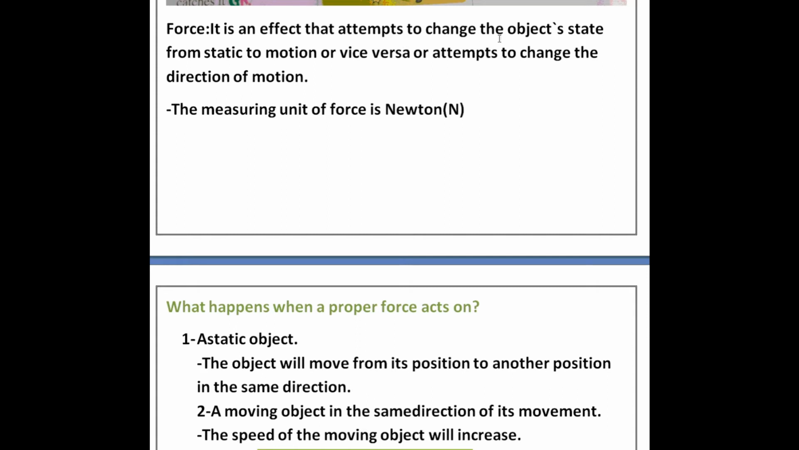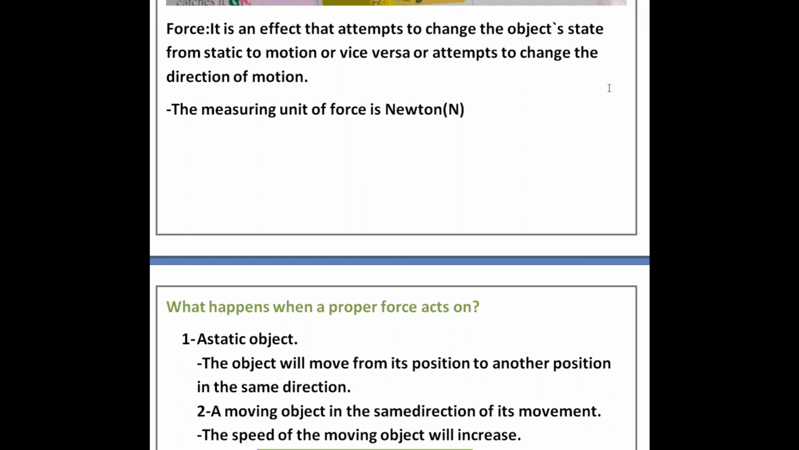What is the meaning of attempts? Attempts means try. Force is an effect that tries to change the object's state from static to motion, or vice versa, or attempts to change the direction of motion. Again, force is an effect that attempts to change what? The object's state from static to motion, or vice versa, or the direction of motion.